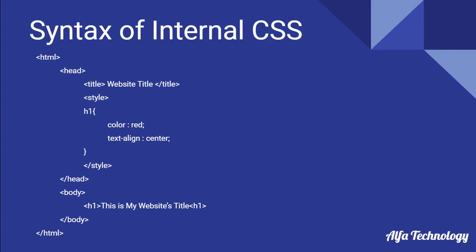Now let's see how we can use internal CSS. The syntax of internal CSS will look like this. We have the style tag in our head section, and in the style tag you can use any CSS selector. We will talk about the CSS selectors in upcoming videos. Now here we are using a tag selector, which is h1. So we are targeting the h1 tag and we are modifying the color to red and the text alignment will be center.